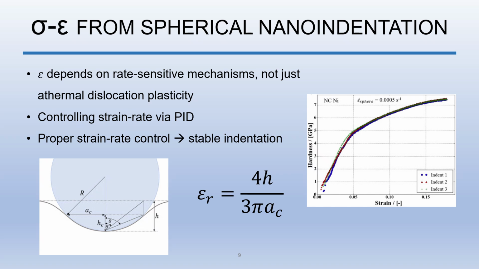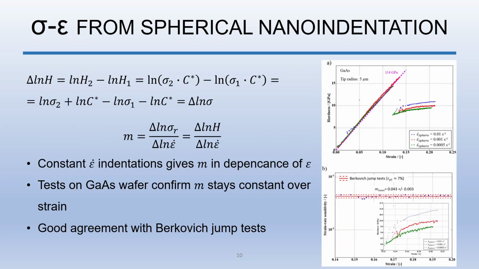Assuming a constant constraint factor, it's possible to demonstrate the equivalence between the logarithmic hardness difference and the representative stress difference, which allows us to extract the strain rate sensitivity. There are different approaches to determine strain rate sensitivity. One method is to perform multiple indents at constant strain rates. This method is time-consuming, but provides the strain rate sensitivity independent of strain.